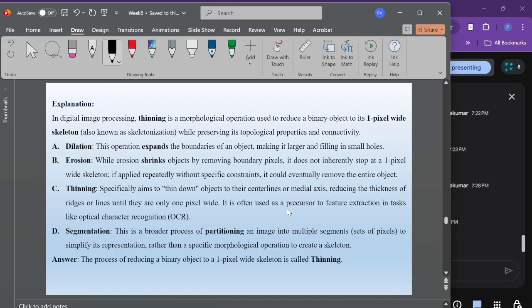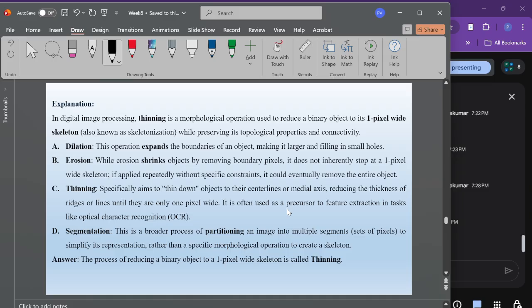Dilation: this operation expands the boundaries of the object, making it larger and filling in small holes. So this is expanding, not reducing. And next one is erosion. While erosion shrinks objects by removing boundary pixels, it does not inherently stop at a one pixel wide skeleton. If applied repeatedly without specific constraints, it would eventually remove the entire object.